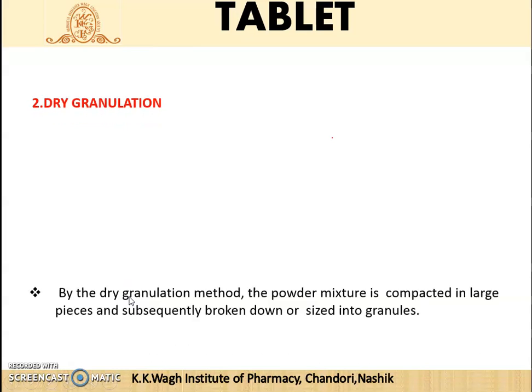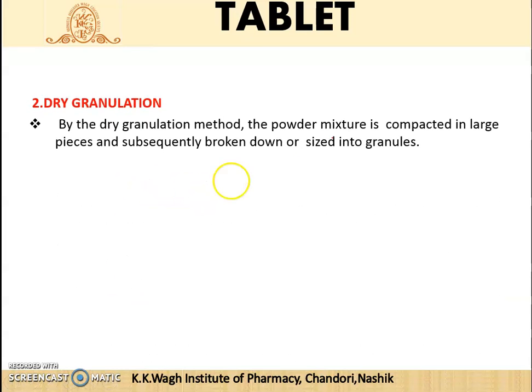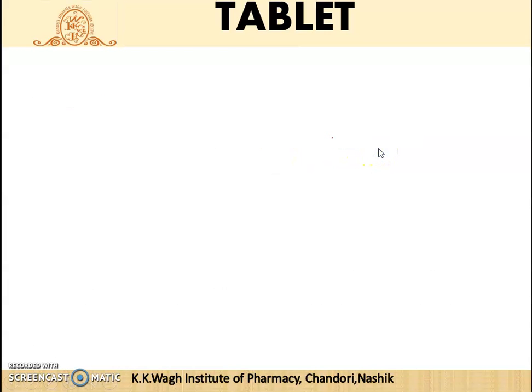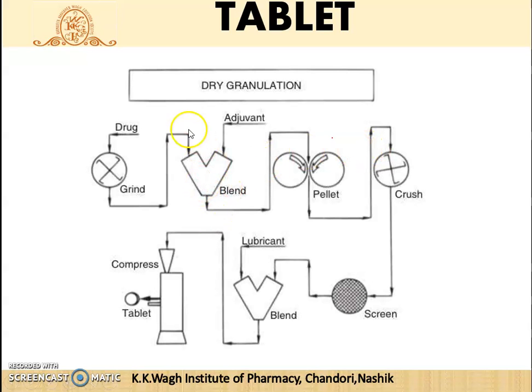In the dry granulation method, the powder mixture is compacted in large pieces, subsequently broken down or sized into the granules or sieved into the granules. Okay. Then this one is the dry granulation chart.